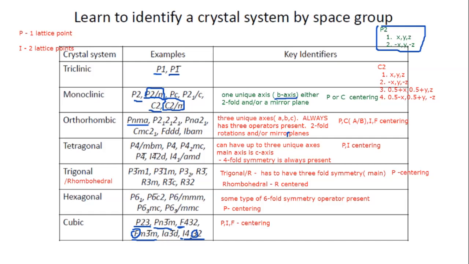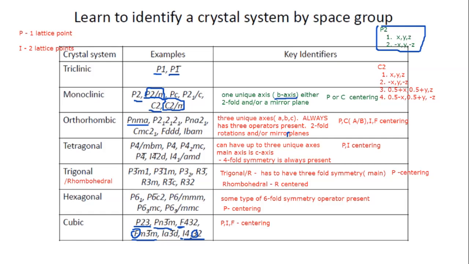And you'll notice with cubic, again, you have multiple types of rotational symmetry, whereas in tetragonal, trigonal, hexagonal, usually it's one type of symmetry. So for example, P23 has twofold and threefold symmetry. Well, that's the only crystal system that can have twofold and threefold symmetry in the primitive form, where you'll notice again that the twofold is on the primary axis.